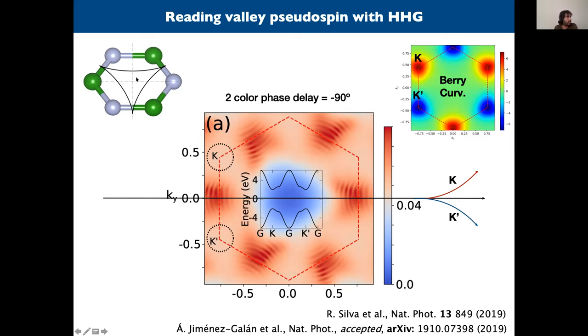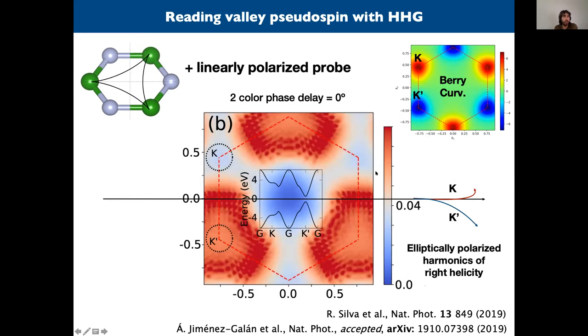And after the interaction with this pump bicircular pulse, we apply a linearly polarized field, polarized in the x direction, so along gamma M here. The dipole current generated by this field will have a component parallel to the field that drives it, but also an orthogonal current due to the anomalous velocity due to the Berry curvature. So since the Berry curvature has opposite signs at K and K prime, the orthogonal current generated at K will flow in an opposite direction to that generated at K prime. And since we have equal populations at K and K prime, these two orthogonal currents will cancel and therefore will lead to linearly polarized harmonics of the probe, of our probe field.